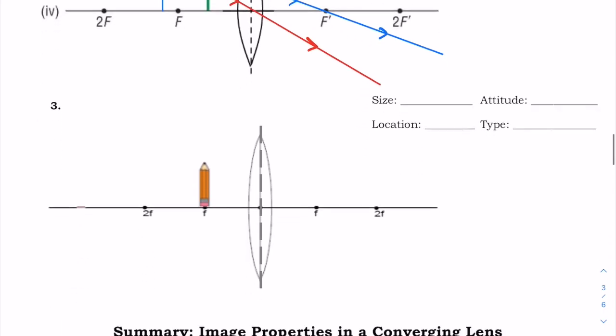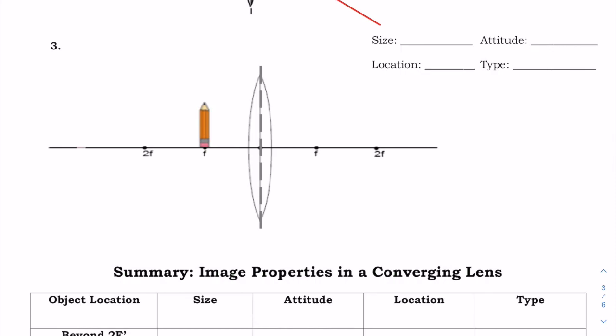Okay, one more to go. What happens when you place an object on the focal point? Let's find out.